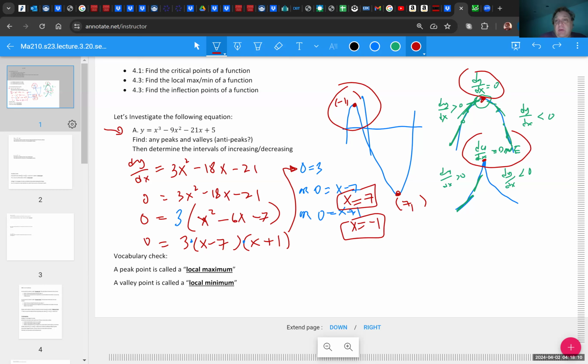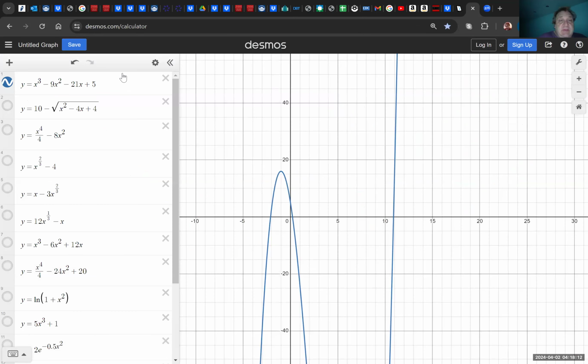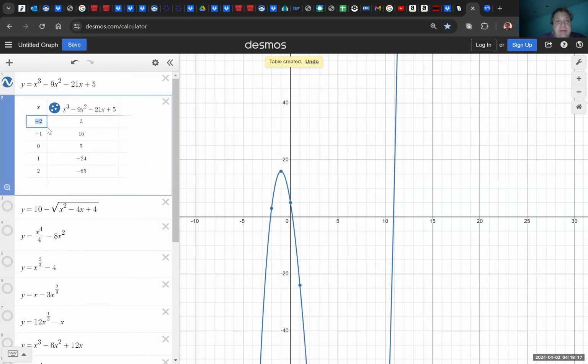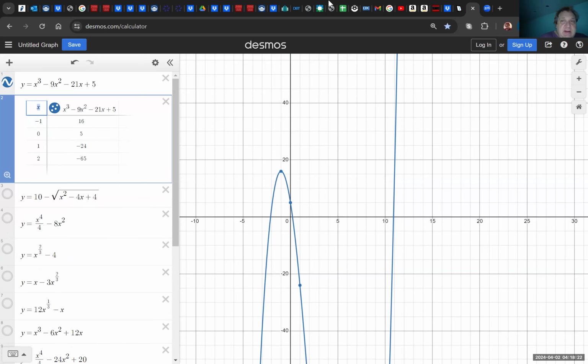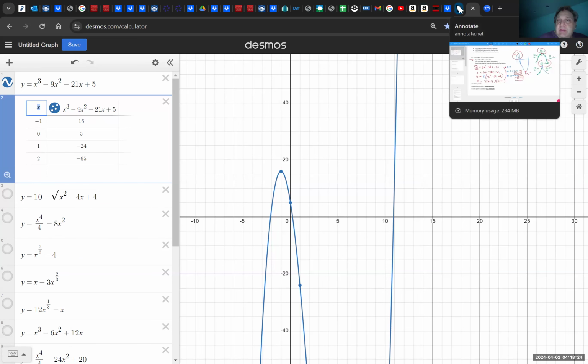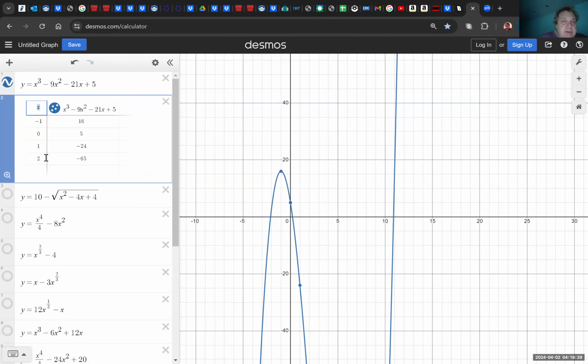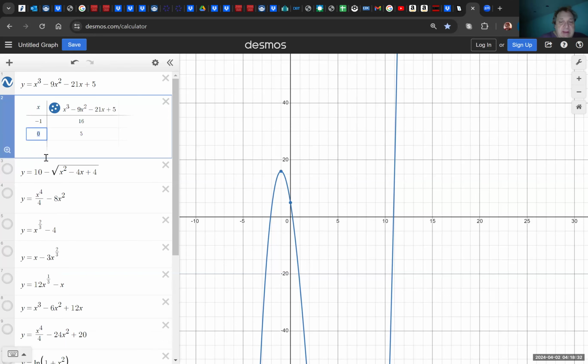And I can, of course, go over to my calculator like Desmos. I can make this into a table here. And I could just put in the number. Well, the -1 is already in there. So if I just get rid of this thing here, and then the other number I'm supposed to put in there is positive 7. So -1, let me get rid of the other stuff here, and positive 7. So this first critical point here, this first peak is at -1 comma 16. Boom. And the second one, which is off the screen, is at 7 comma -240.